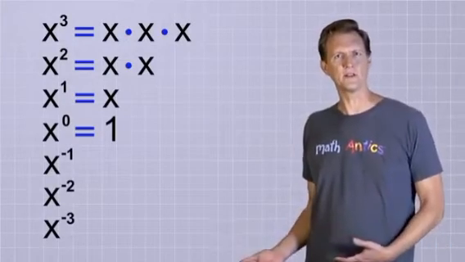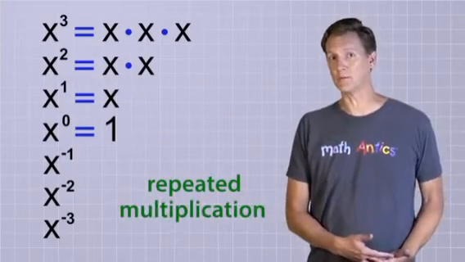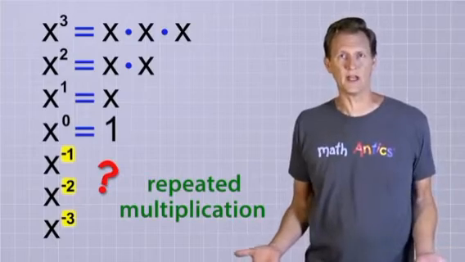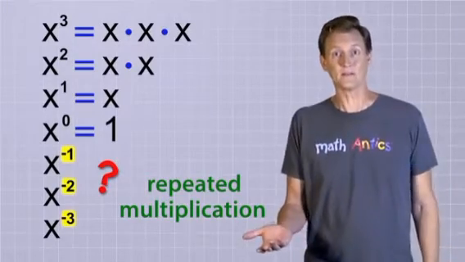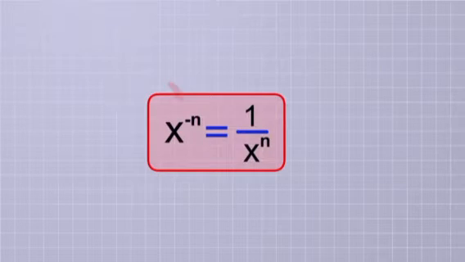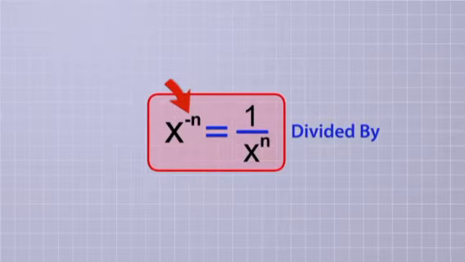We know that exponents are a way of doing repeated multiplication. But how in the world could you multiply something together a negative number of times? Well, you can't. Fortunately, the next law on our list tells us how to interpret a negative exponent. That law says x to the -nth power equals 1 divided by x to the nth power. And if you think about it, that kind of makes sense.